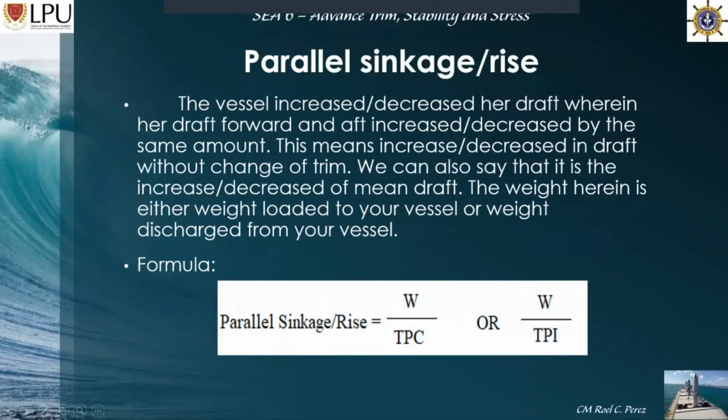Okay, next is parallel sinkage and rise. Okay, so the vessel increases or decreases her draft, wherein her draft forward and aft also increase or decrease by the same amount. So this means change in draft without change of trim. So pwedeng walang change, pwede ring meron, no? So we can also say that it is the change of mean draft. So the weight herein is either weight loaded to your vessel or weight discharged from your vessel.